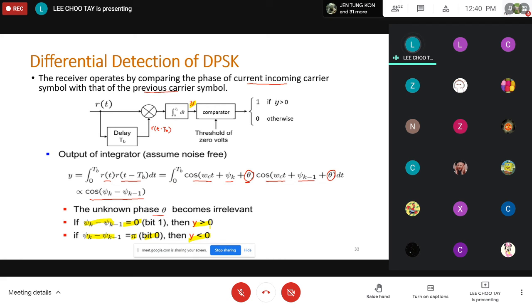So we pass this y through a comparator with the threshold set at 0. Any positive value, which is y greater than 0, is a binary 1, and will give us the output back, which is 1. And any value that is less than 0, which is negative, represents a binary 0.